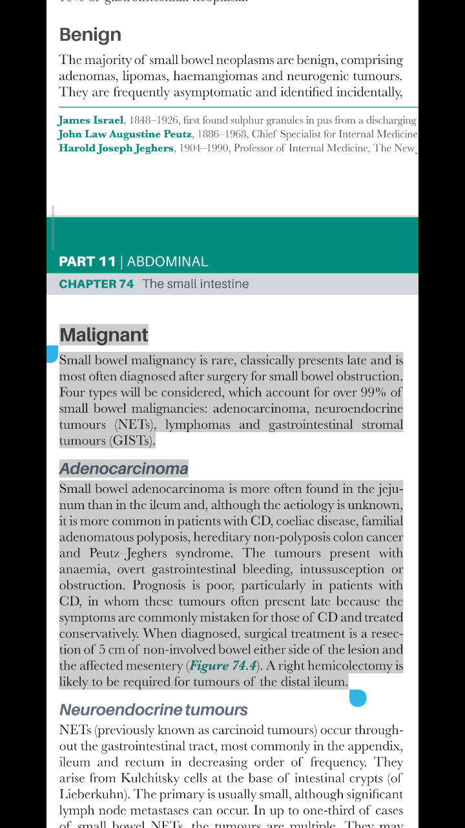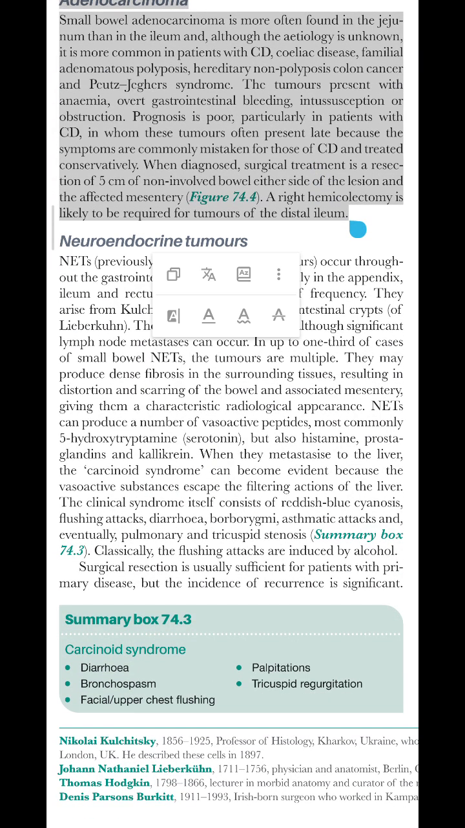When diagnosed, surgical treatment is a resection of 5 cm of non-involved bowel either side of the lesion in the affected mesentery, figure 74.4. A right hemicolectomy is likely to be required for tumors of the distal ileum.